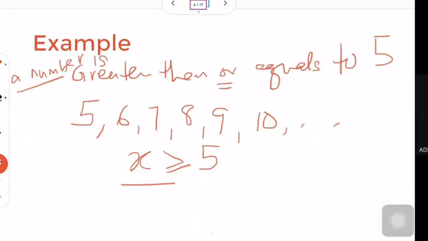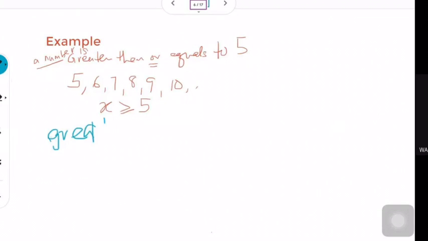Tengok dia punya simbol ni macam mana? Ada apa kat sini? Apa beza dengan yang tadi? Dia tambah garis kat bawah. Yes, dia ada garis kat bawah ni. Maknanya dia termasuk juga dengan nombor ni. Kalau kita ada X is greater than 5, dia kata greater than 5. Tak ada equal. So we can write X is greater than 5.